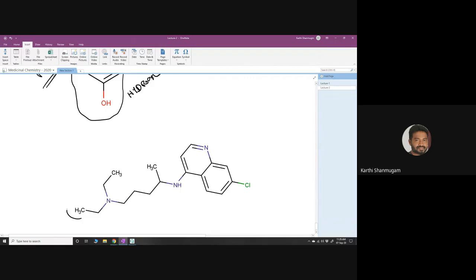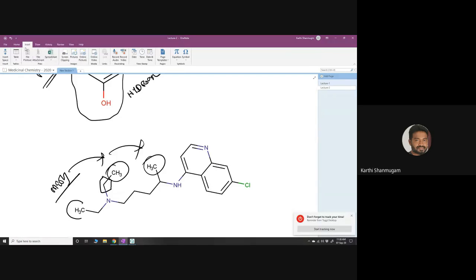What's the name of this functional group? Methyl. Methyl group. What is the name for this? Again, this group is also the same methyl group. So can anybody name this part? Alkane, sir. Spell it. A-L-K-A-N-E. Alkane. I got some other answer.